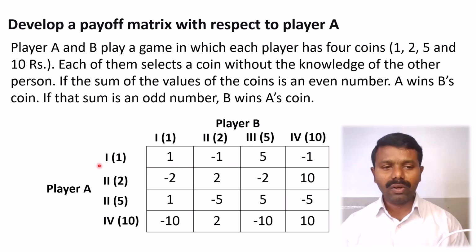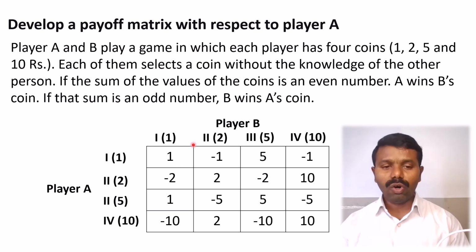Now for example, let us say player A selected 1 rupee and player B also selected 1 rupee. Both of them have selected 1 rupee only, but the sum will become 1 plus 1, that is 2, an even number. So at that time the total sum of the rupees will go to player A. That means he will get 2 rupees, but out of the 2 rupees, 1 rupee is his own, and the other rupee is from player B. So because of this strategy he got a profit of 1 rupee.